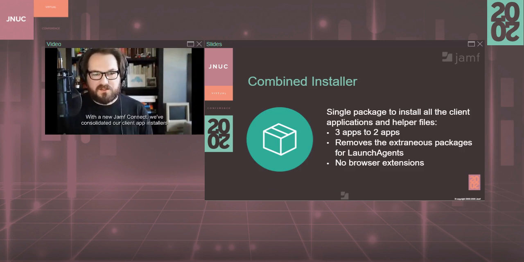With the new Jamf Connect, we've consolidated our client app installers into a single installer package. Not only does this make it easier for admins to have everything they need to deploy Jamf Connect, it also means that moving forward, there's no confusion about version numbers or having to know which app to use with your chosen identity provider. Management can get easier as we've changed how our launch agents are installed for the apps, reducing the need to modify deployment packages with each update. And we've also removed our browser extensions.